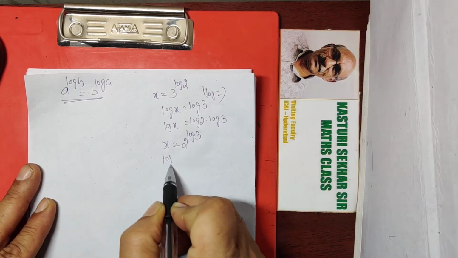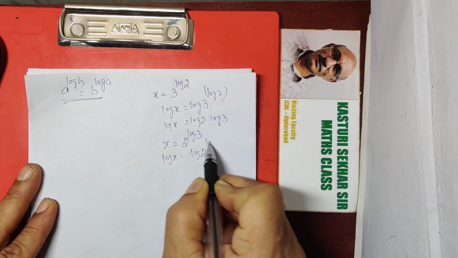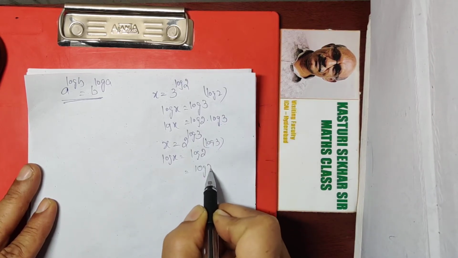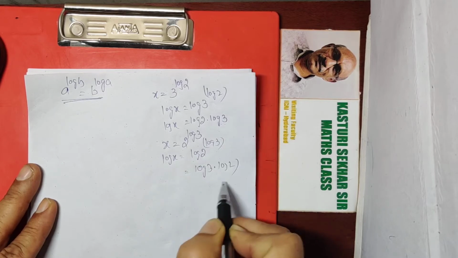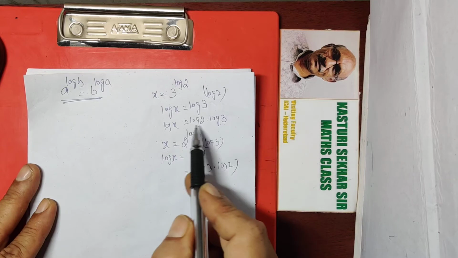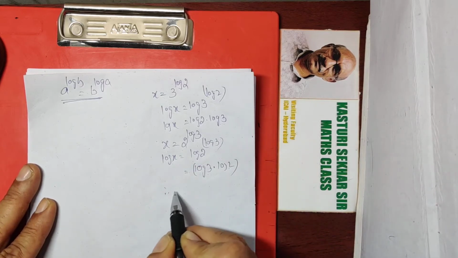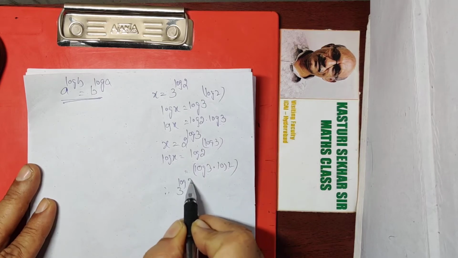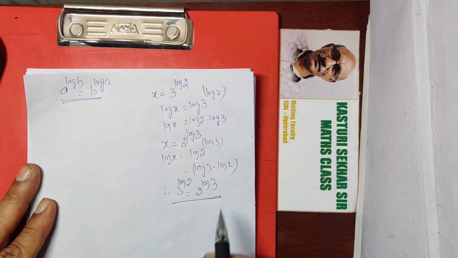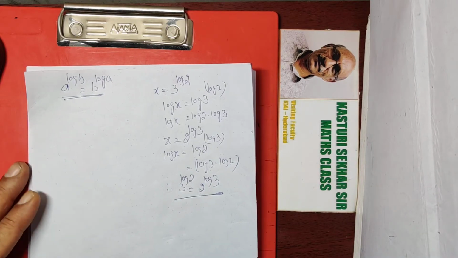Again taking logs on both the sides, log x is equal to log 2 to the power log 3. This can be written as log 3 into log 2. Log x is log 2 into log 3. These two are same. Therefore, you can write 3 power log 2 is equal to 2 power log 3.